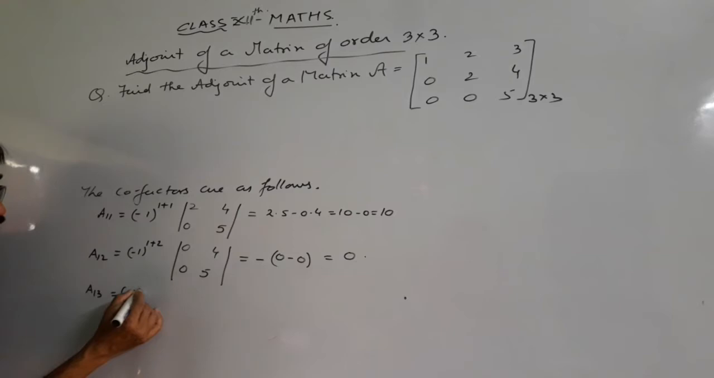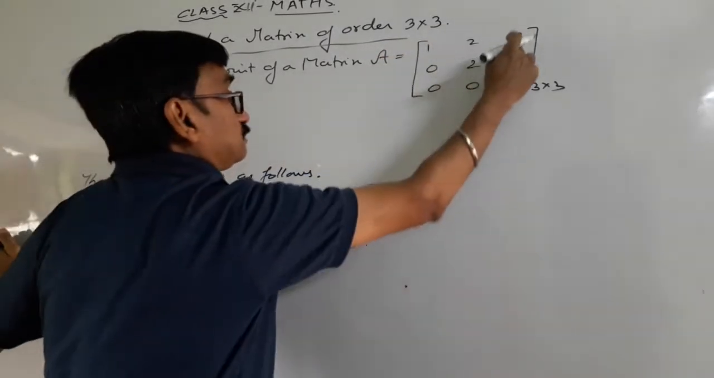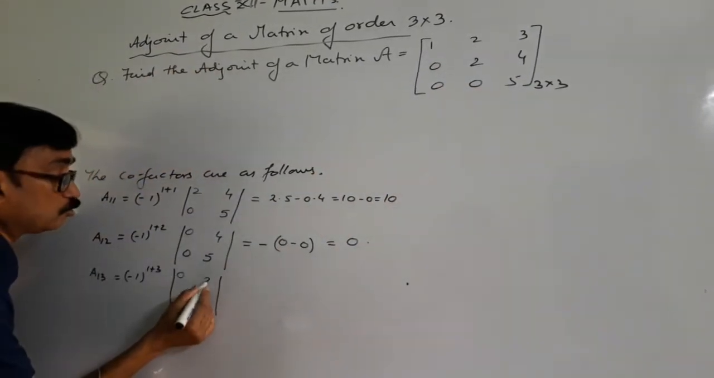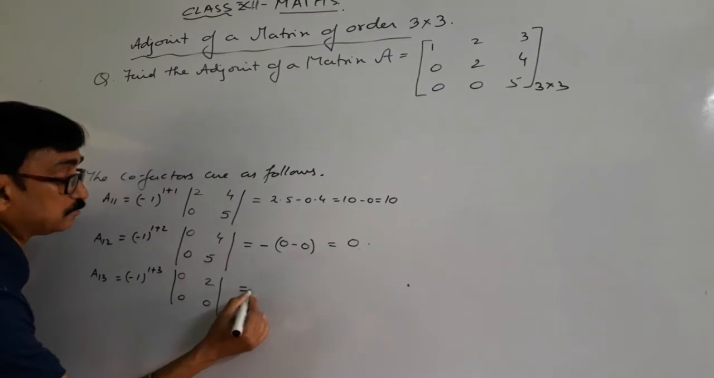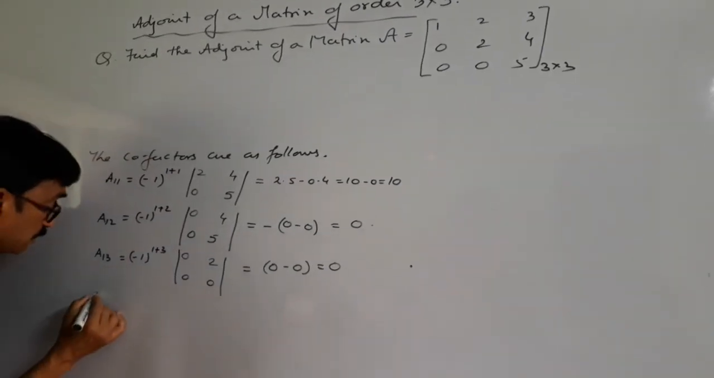A13 is minus 1 to the power 1 plus 3. The first row and third column will be deleted, leaving 0, 2, 0, 0. Again it becomes 0 minus 0, equal to 0.